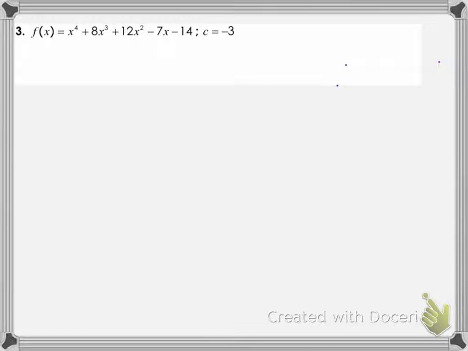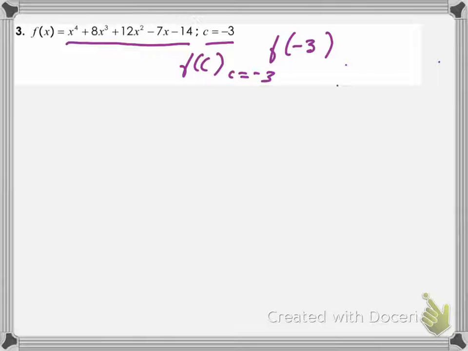So the first one in your notes is this polynomial right here. And it gives you c is negative 3. So we want to know f of negative 3, actually. You know, it's saying f of c, and c equals negative 3. So that's really just saying what is f of negative 3. So let's synthetically divide that.